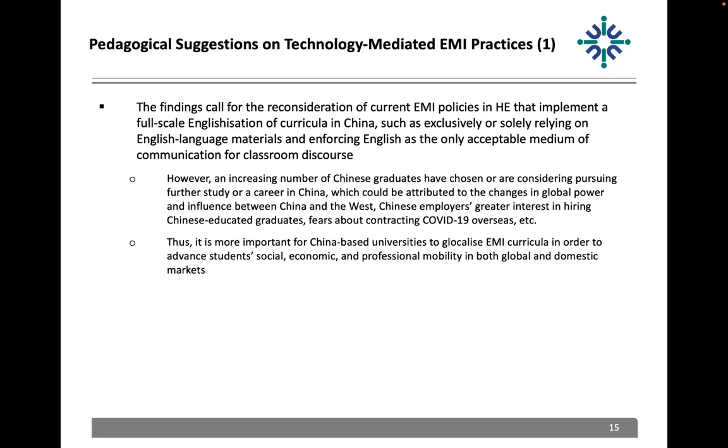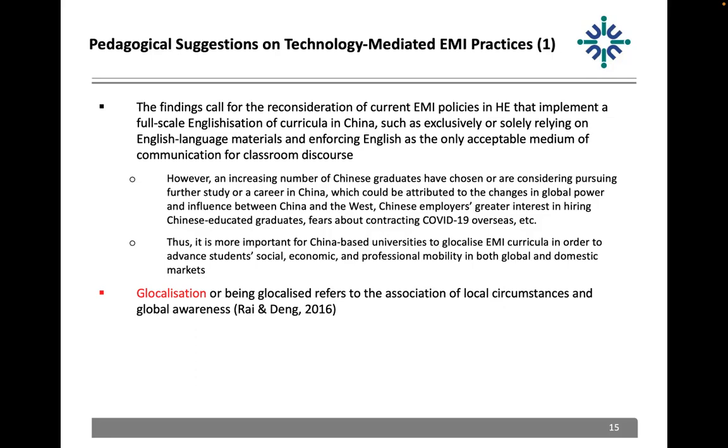Therefore, it is more important for China-based universities to glocalize EMI curricula in order to advance the students' social, economic, and also professional mobility in both global and domestic markets. So here's a key term for you, glocalization. Glocalization refers to the association of local circumstances and global awareness.